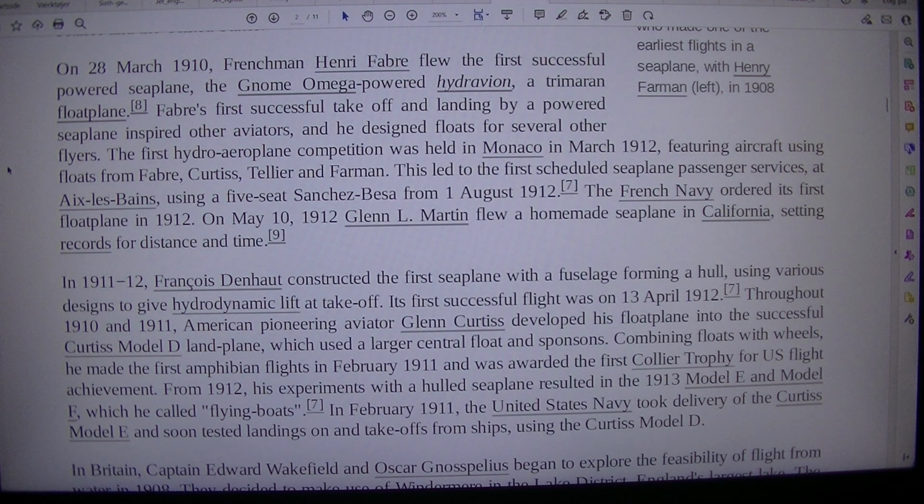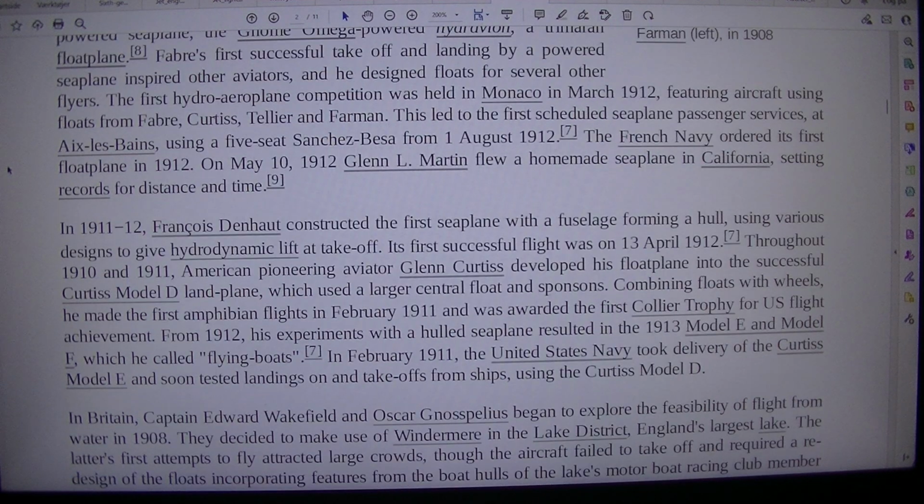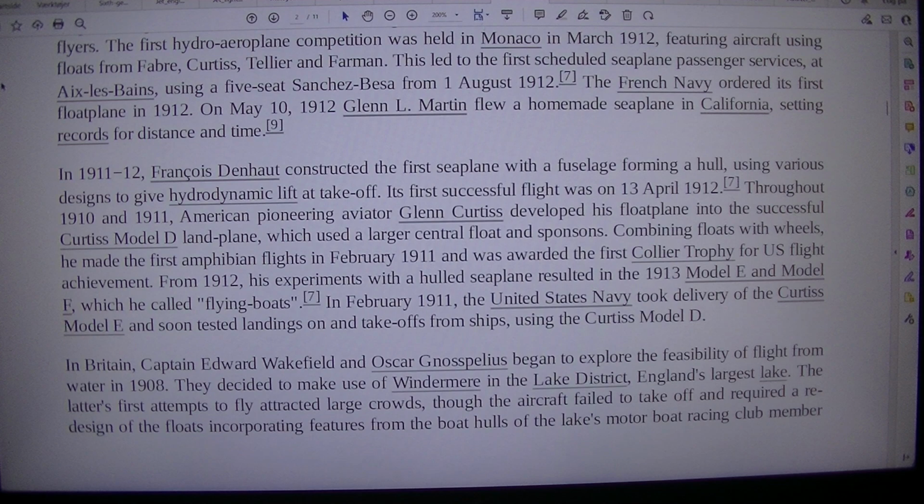The first hydro-aeroplane competition was held in Monaco in March 1912, featuring aircraft using floats from Fabre, Curtiss, Tellier and Farman. This led to the first scheduled seaplane passenger services, at Aix-les-Bains, using a 5-seat Sanchez-Besa from the 1st of August 1912. The French Navy ordered its first float plane in 1912.